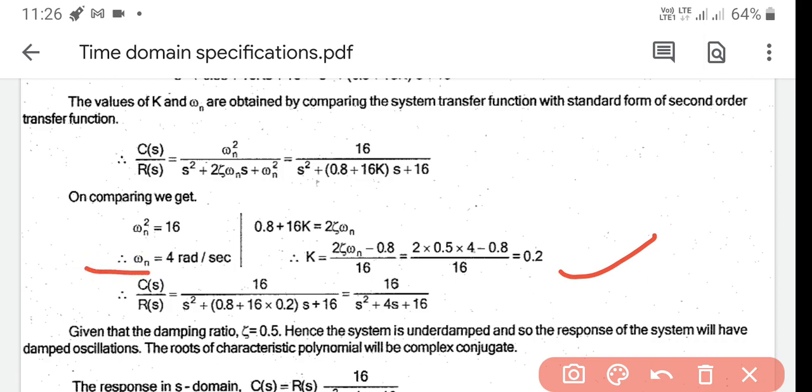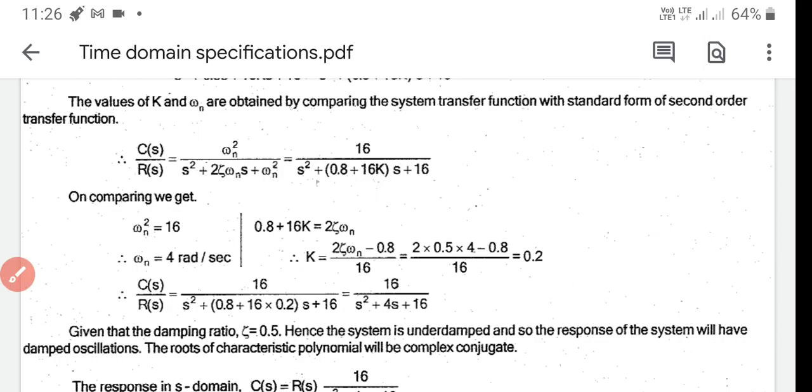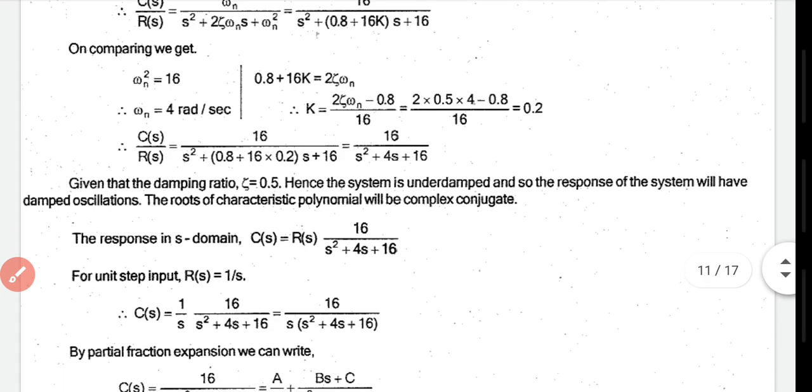Now you know omega n and k values. Substitute the k value in the above equation, and you will obtain the actual C of s by R of s, that is 16 by s square plus 4s plus 16. Now from this we have to find the C of t. You have the response C of s, which is R of s into the transfer function.